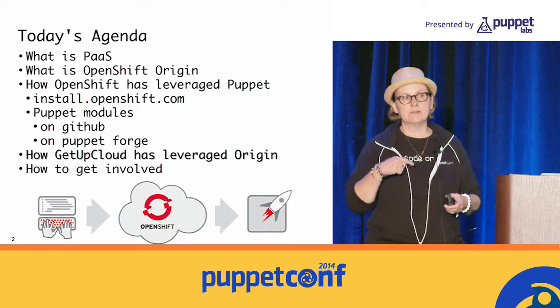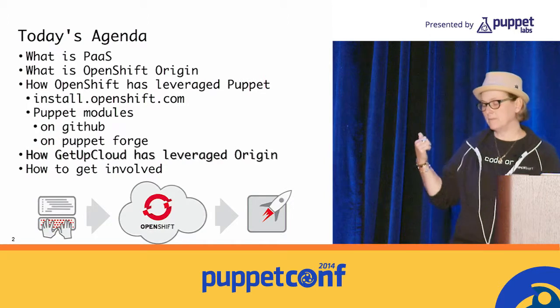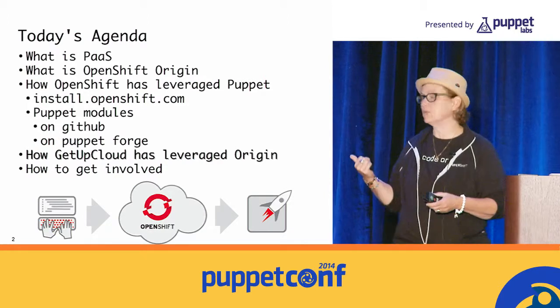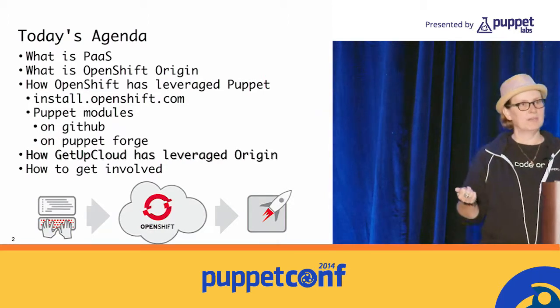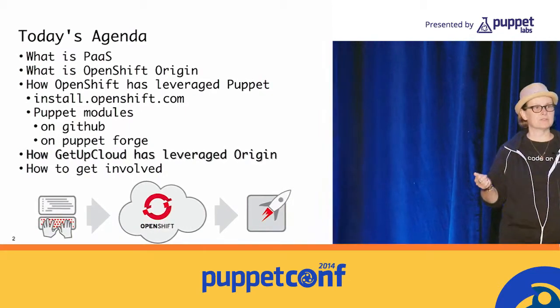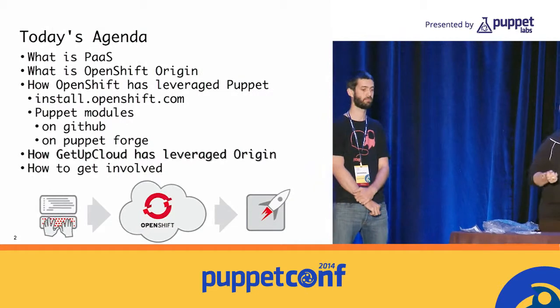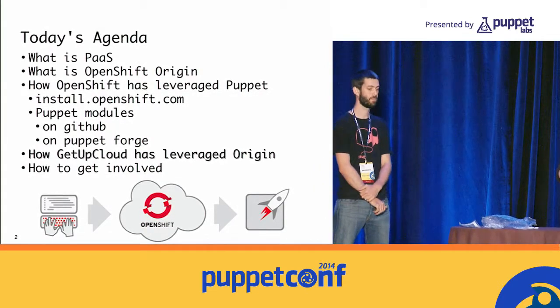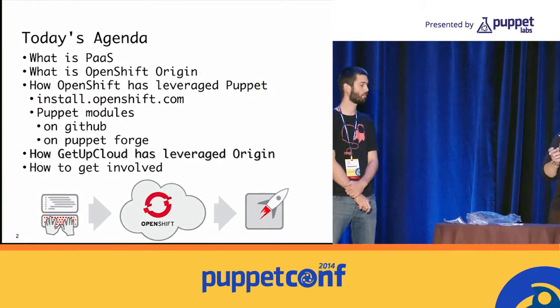I'll show you where to find all the skeletons, where the Puppet modules are hidden on GitHub and on Puppet Forge. And then I'm going to hand over the mic to my pal and community member here, Diego Castro, who's come up from Brazil. And he has stood up a public platform as a service offering in Brazil using all the open source side of OpenShift and doing it on Amazon. And I'll explain a little bit of that.